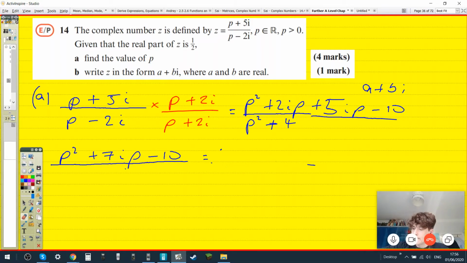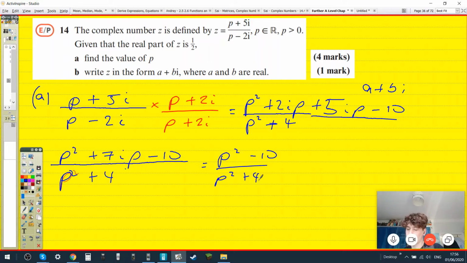Yeah, I think I see it. P squared plus 4 is on the bottom. They tell us, so if we were to split that into the real part and the not real part, it would be p squared minus 10 over p squared plus 4.